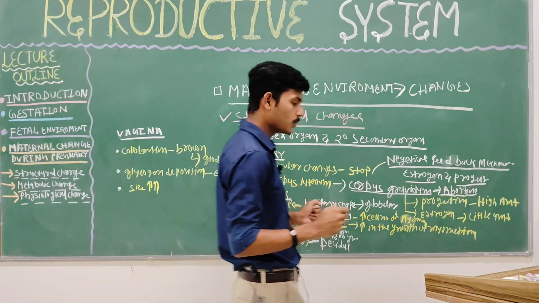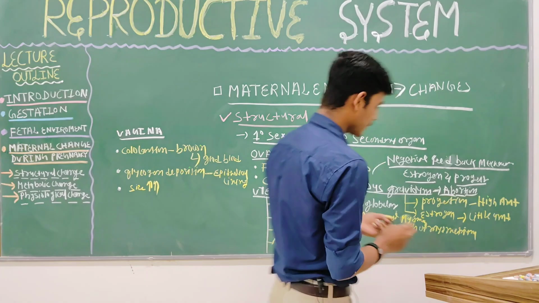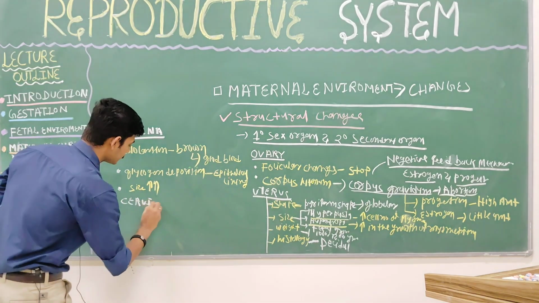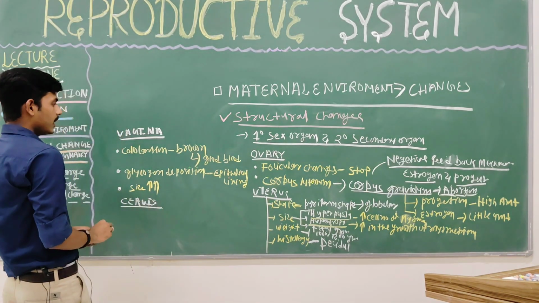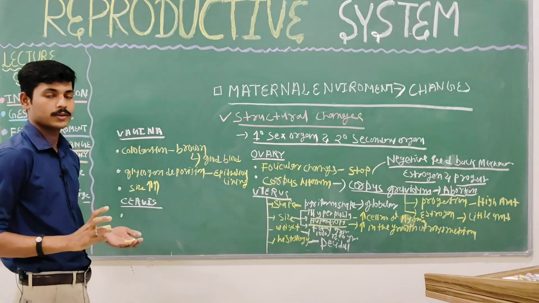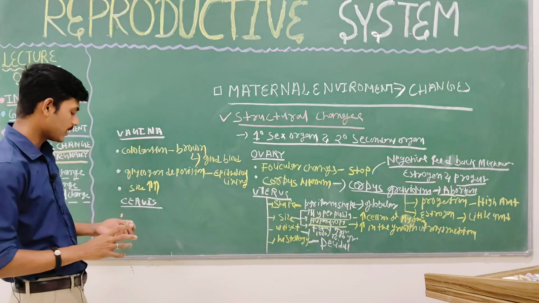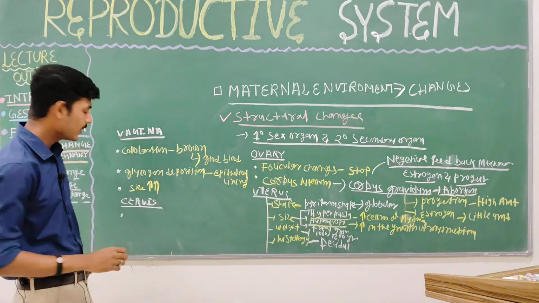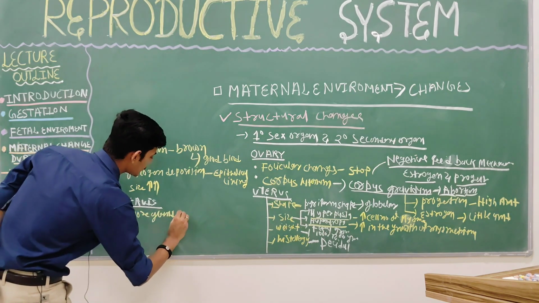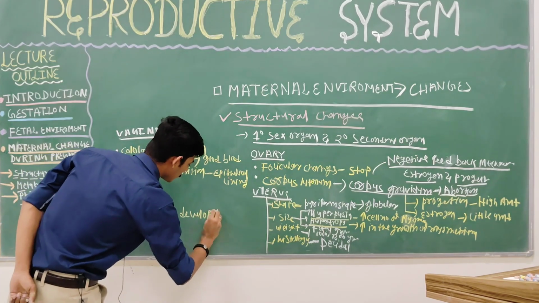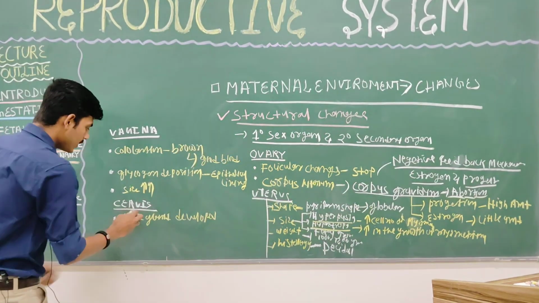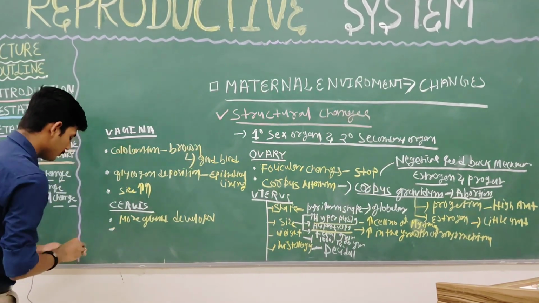Now once we have talked about the ovary, uterus, and vagina, let's move ahead and discuss the cervix. The changes in the cervix are mainly in the glands. Normally there are glands in the cervix, and those glands undergo changes. More glands are developed, and that is necessary, and there will be a mucus plugging in the cervix.